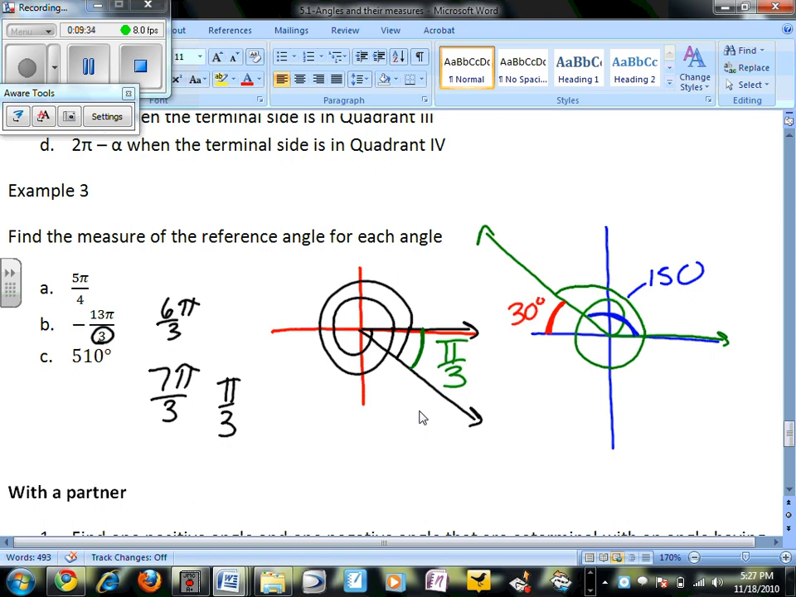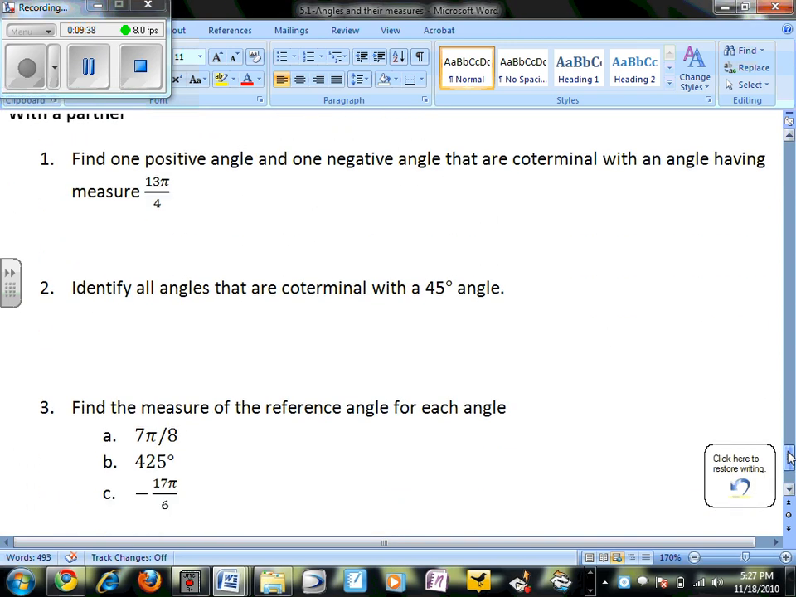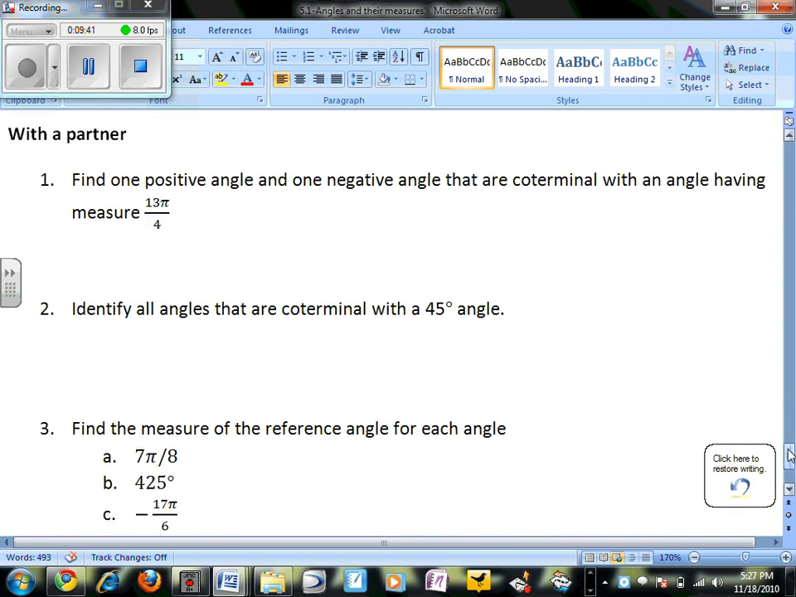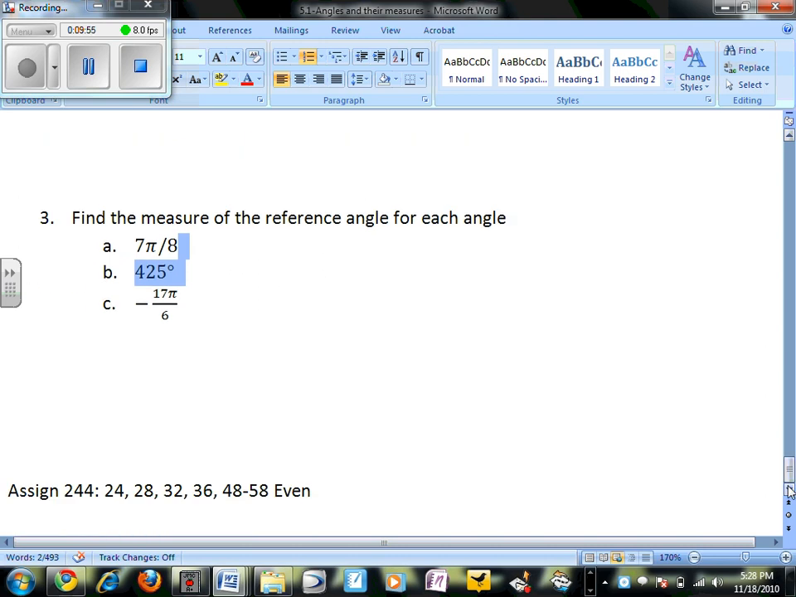What I want you to do, and you can pause it here, I've sent you these notes, is fill out these 3 questions right here with a partner. This is part of your assignment as well, and also work on your assignment here. Again, I've emailed these to you.